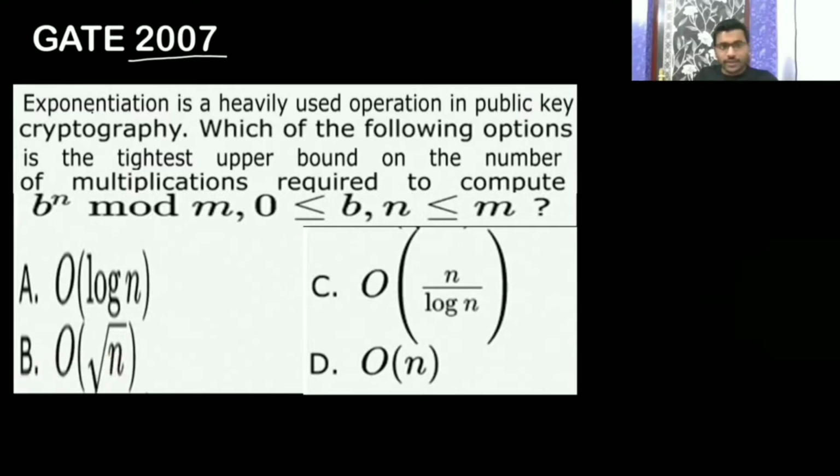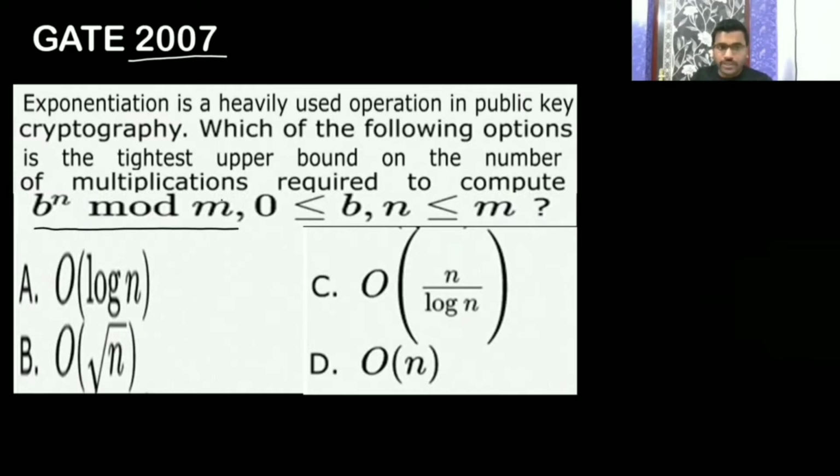Exponentiation is a heavily used operation in public key cryptography. So in cryptography, which of the following options is the tightest upper bound on the number of multiplications required to compute b to the power n mod m? They are asking which option is the tightest upper bound on the number of multiplications required to compute this.